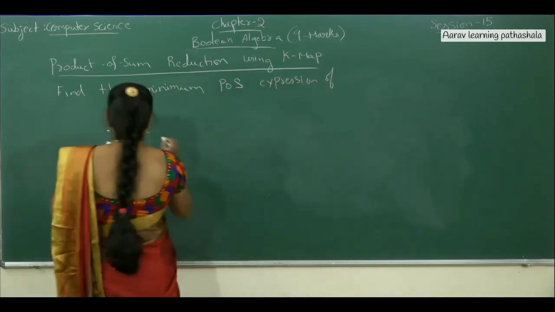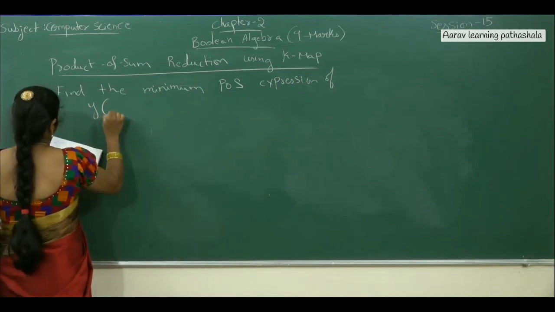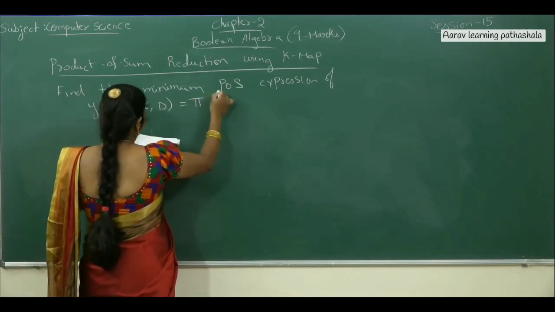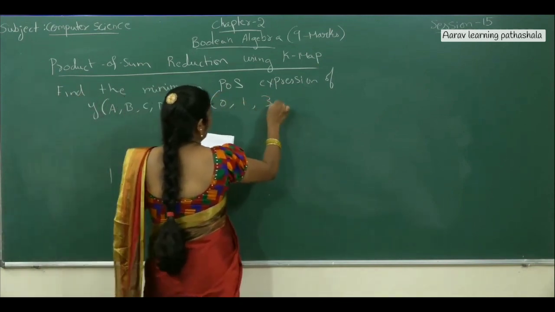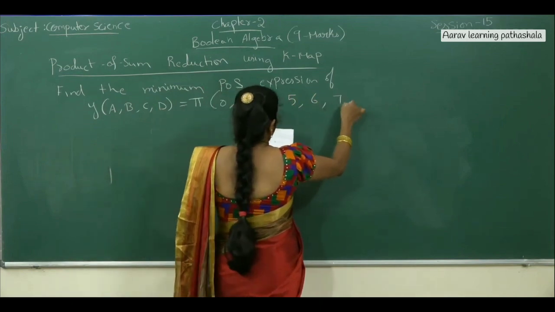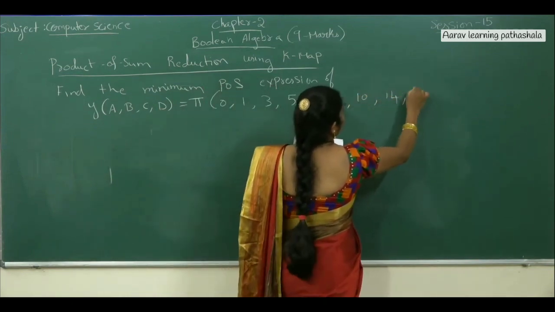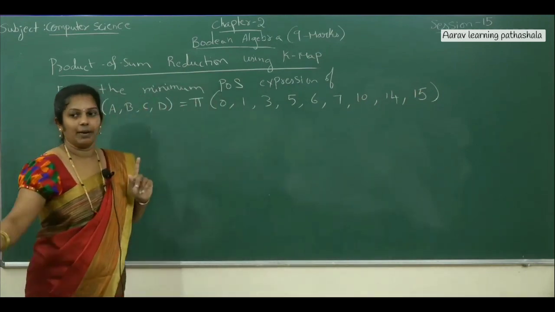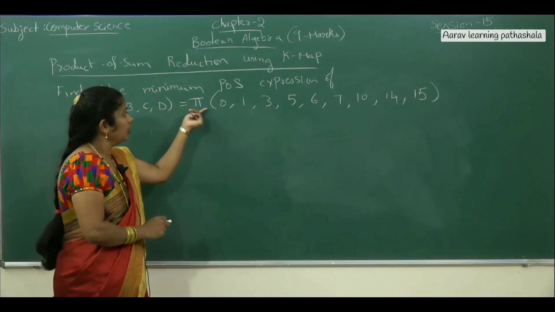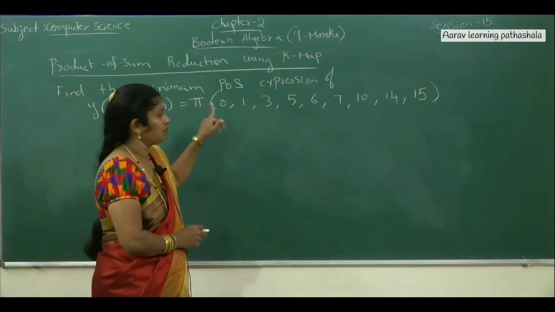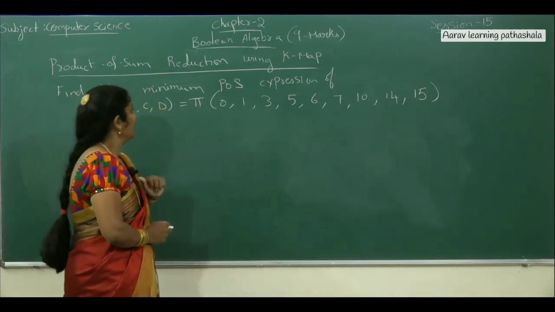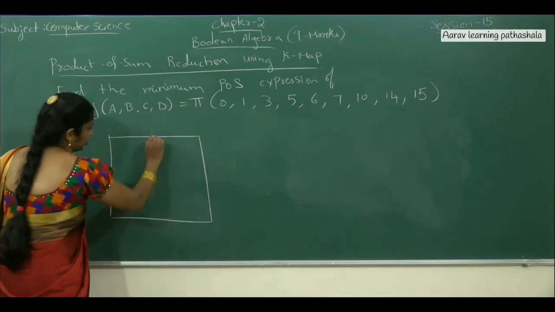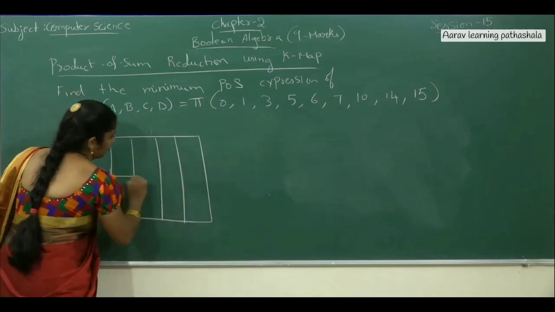of Y of A, B, C, D equals pi of 0, 1, 3, 5, 6, 7, 10, 14, 15. See the difference between min-term and Maxterm? In min-term, in this place we write sigma, whereas if it is Maxterm, here we write pi. Then with 4 variables, you write the cells, 4 rows and 4 columns.